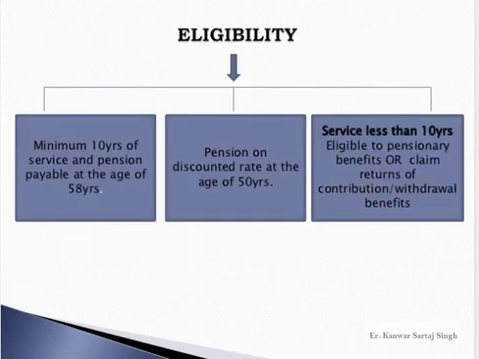Now we will study the eligibility of this scheme. Minimum 10 years of service and pension payable at the age of 58 years. Pension on discounted rate at the age of 50 years. Service less than 10 years, eligible for pensionary benefits or claim returns of contribution withdrawal benefits. So these are the three eligibility conditions for this scheme.